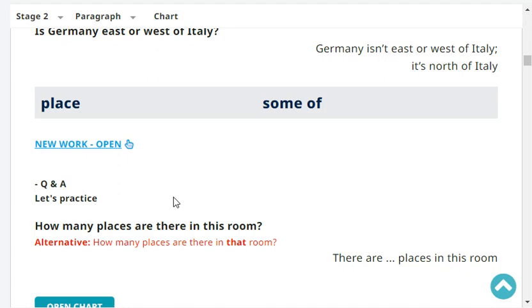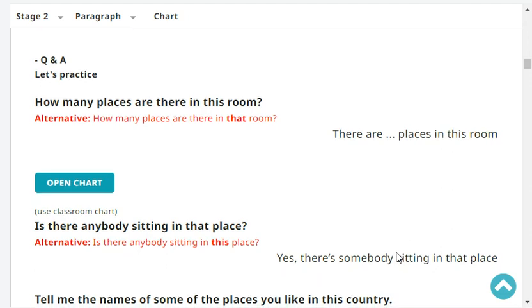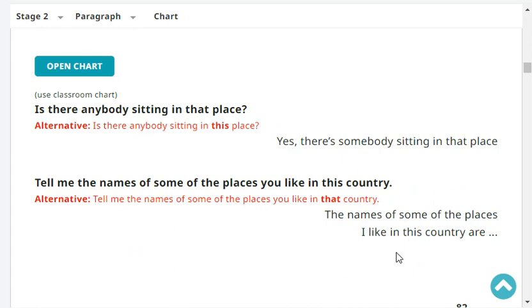How many places are there in this room? There are three places in that room. Very good. Is there anybody sitting in that place? Yes, there's somebody sitting in that place. Very good.